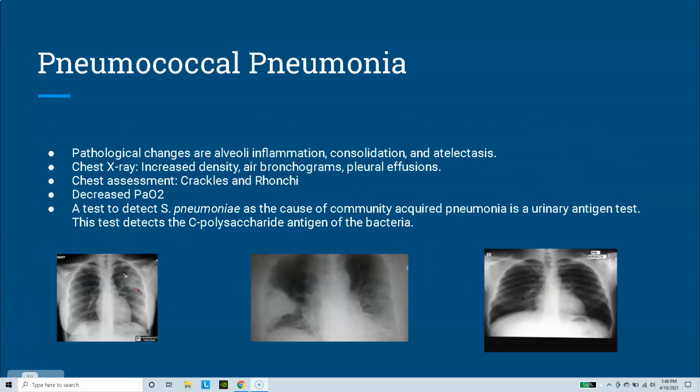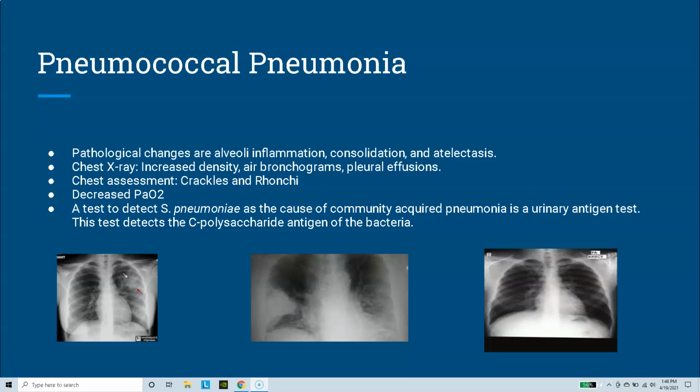Some of the pathological changes you're going to see with pneumococcal pneumonia are alveoli inflammation, consolidation, and atelectasis. The alveoli are the air exchange areas of the lung. Atelectasis is the collapsing of the alveoli. Consolidation occurs when the air that is usually in the lungs is replaced with something else, such as blood or fluid. Chest X-ray is going to show increased density, air bronchograms or pleural effusions. Pleural effusion is where fluid gets into the pleural area, which is outside of the lungs.